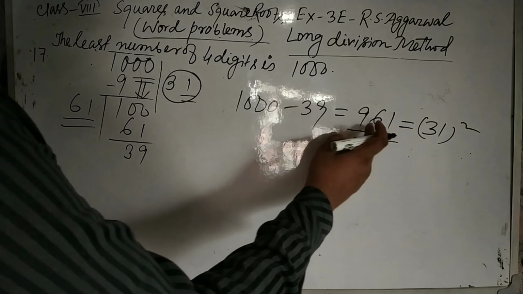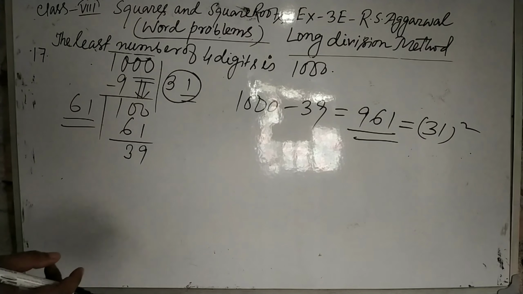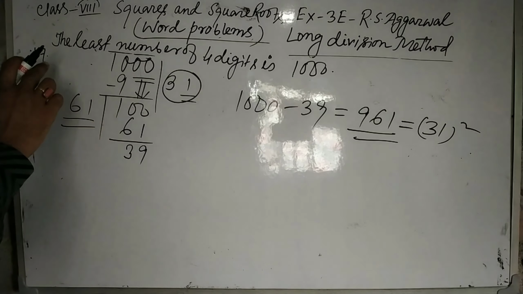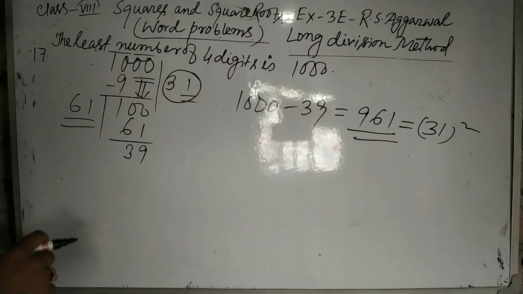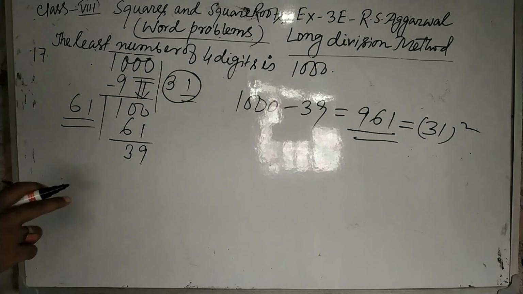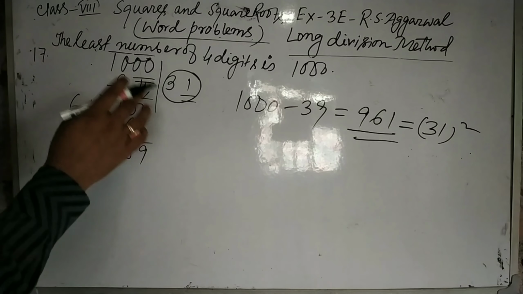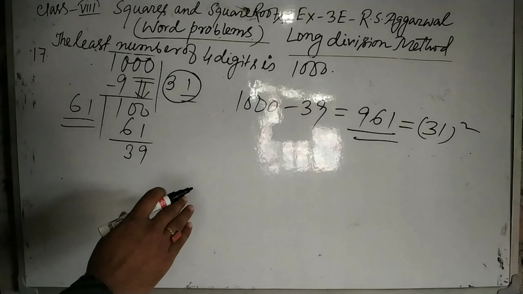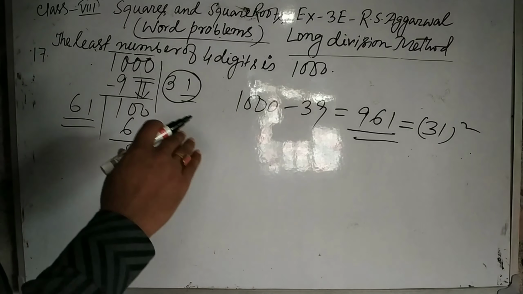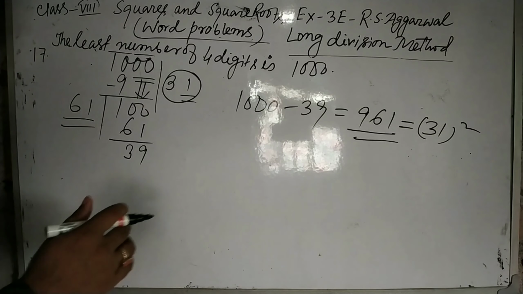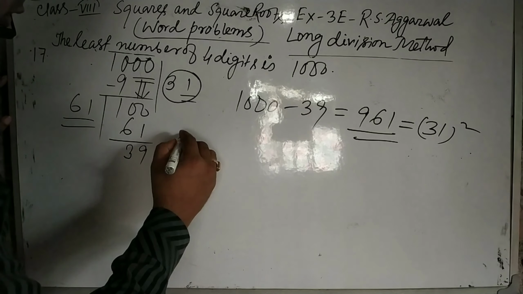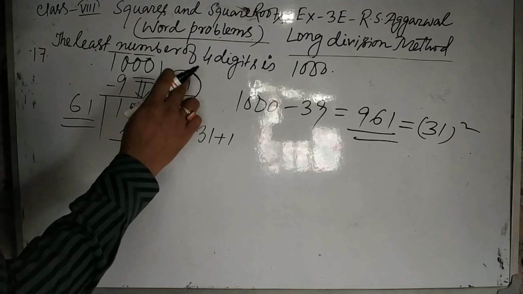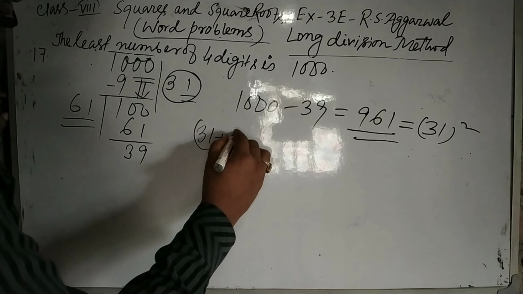But 961 is not a 4-digit number. We have to find the least perfect square number of 4 digits. That means you have to add something to 1000 so that you get the first 4-digit perfect square number. For that, you have to take 31 plus 1, that is this number plus 1, and its whole square.